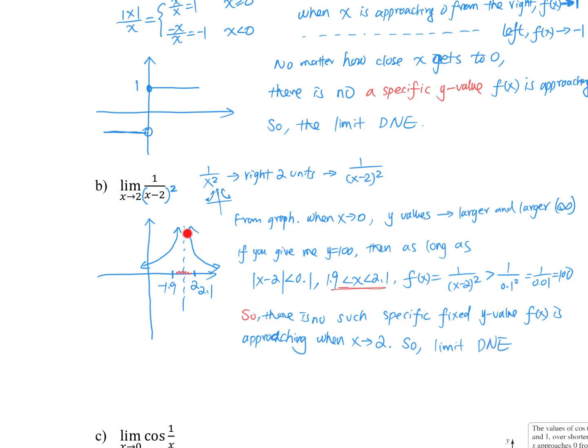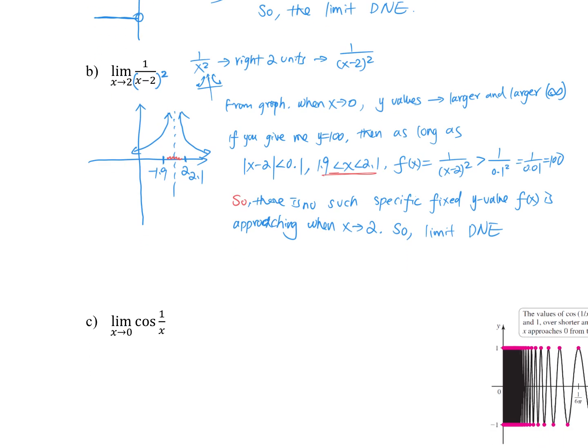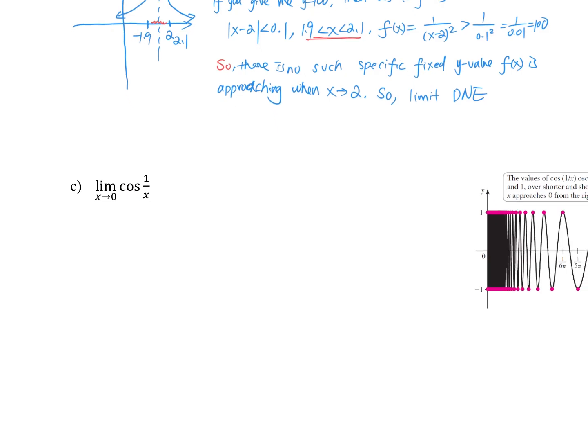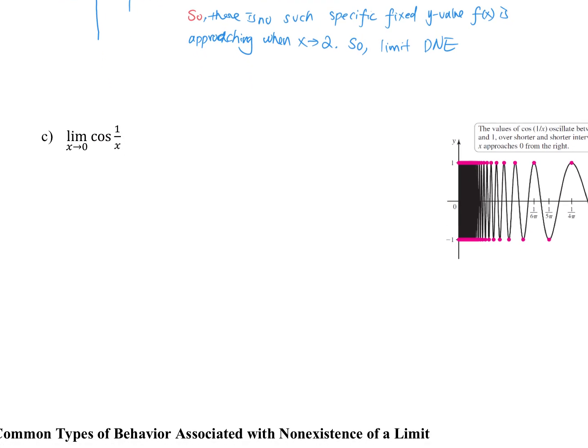In fact, this is called an infinite limit in the future, but the limit doesn't exist. Infinite limits is just describing its pattern. Both sides it goes to infinity. All right, so this is the second example that we see here. Next, let's take a look at this one. This is an interesting one.